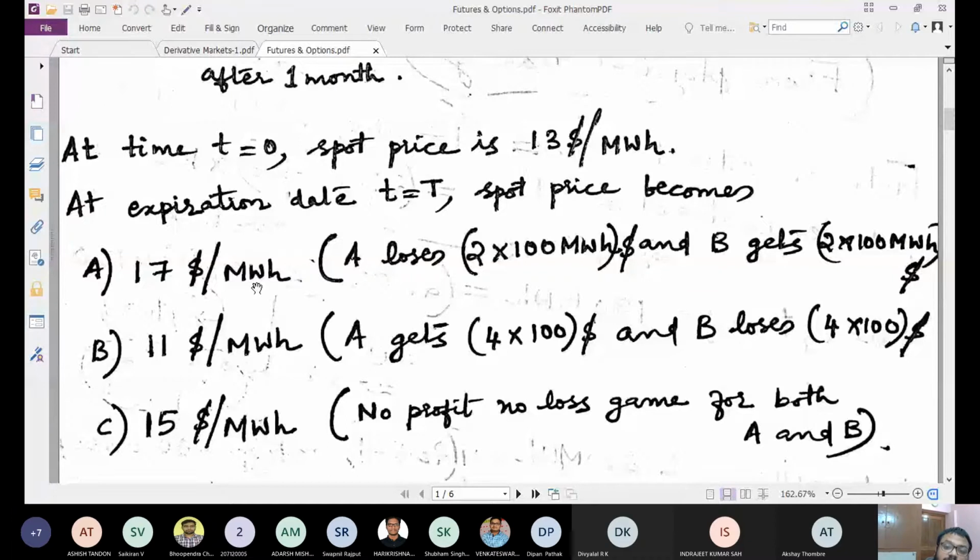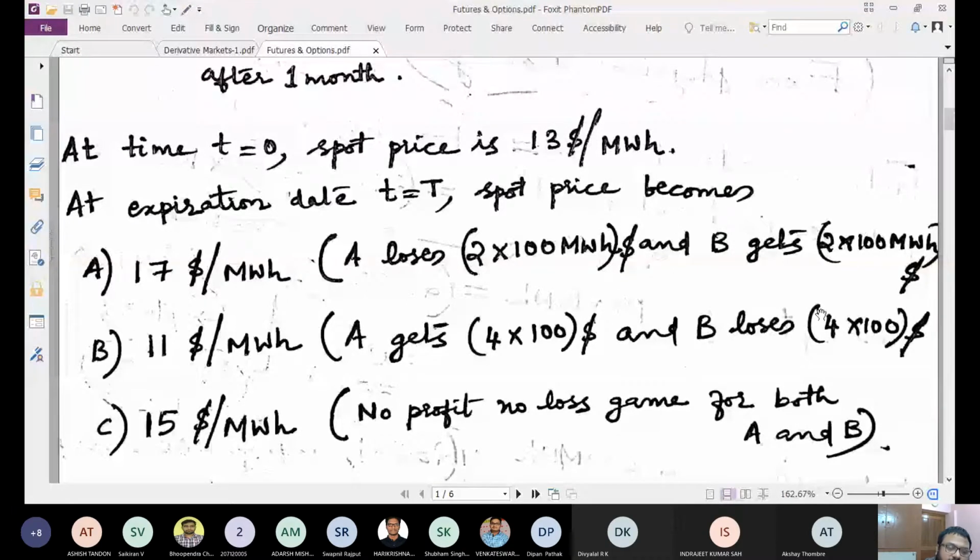Whereas on the other hand, what happens to B? B gets 2 into 100 megawatt hours, that is $200, because while exercising the contract, the actual price is 17, but as B is a buyer, he can get it at 15. So a $2 saving is there for B. So $200 loss for A and $200 revenue for B.